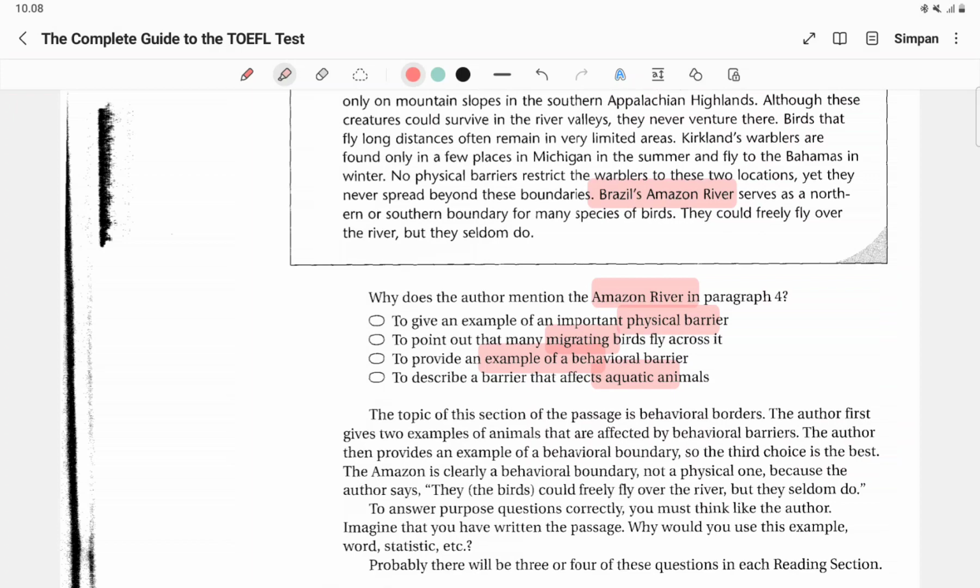No physical barriers restrict them. They never spread beyond these boundaries. Brazil's Amazon River serves as a northern or southern boundary for many species. They could freely fly over the river, but they seldom do.